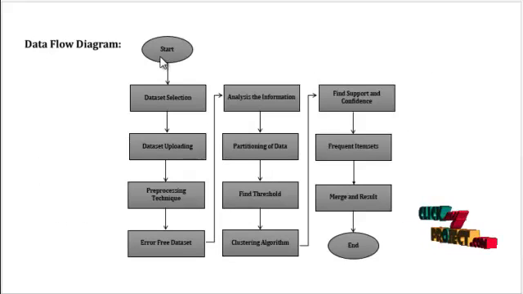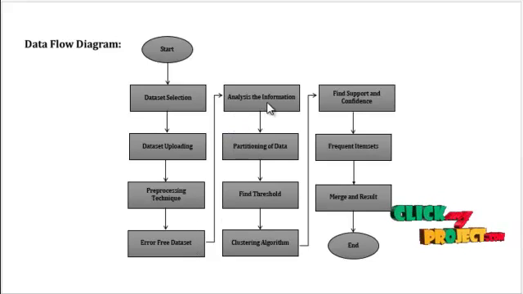And this is our data flow. First we start, then dataset selection is carried out, then the dataset is uploaded into the database, then preprocessing techniques are carried out. In this preprocessing, we remove unwanted and irrelevant data, repeated data, and data with missing values. Then error correction of the dataset is carried out.